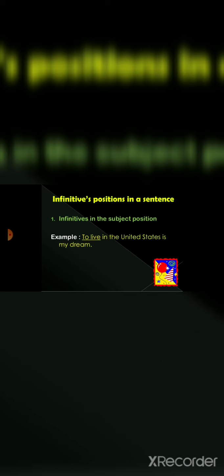Infinitives positions in a sentence. Now why infinitives are important? Infinitives in the subject position. For example, to live in the United States is my dream. Here it is working as subject in the position. Now infinitive of purpose. I came here in order to learn. To learn is the infinitive and in order it's a purpose. Preposition as well, but as a purpose we are using it.